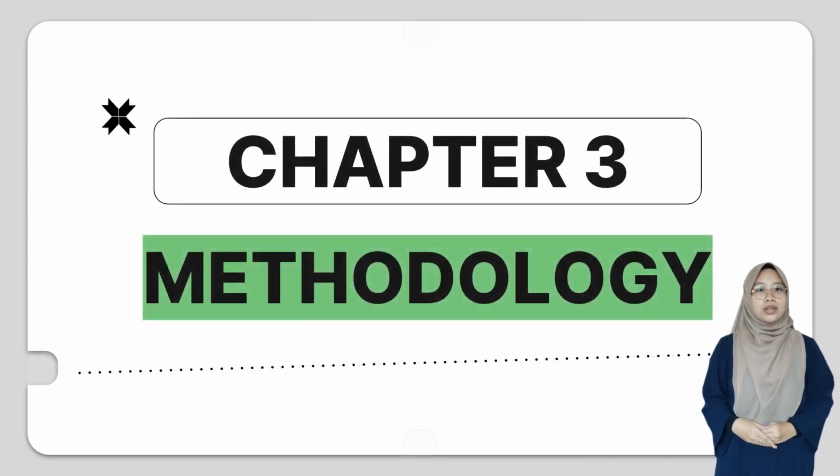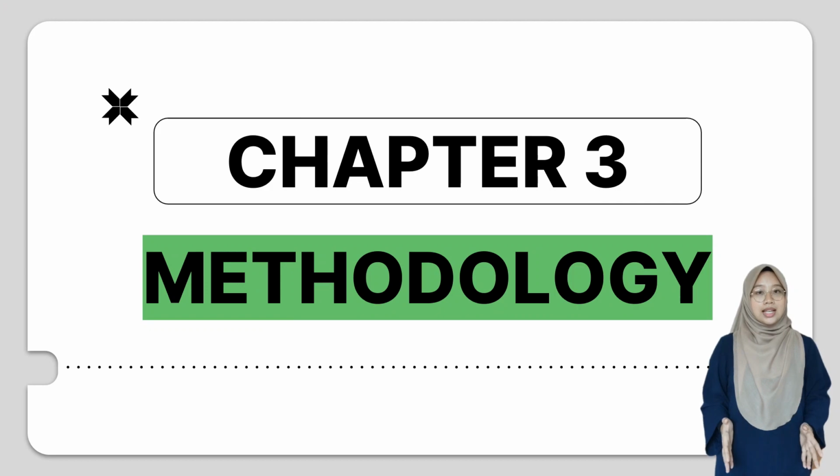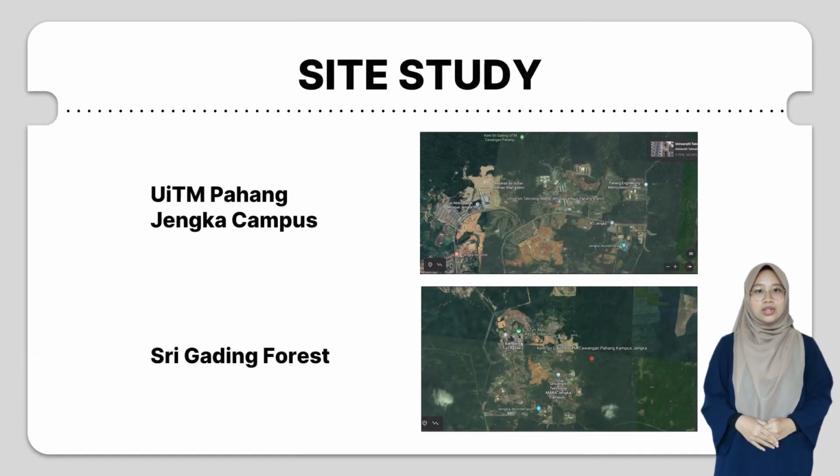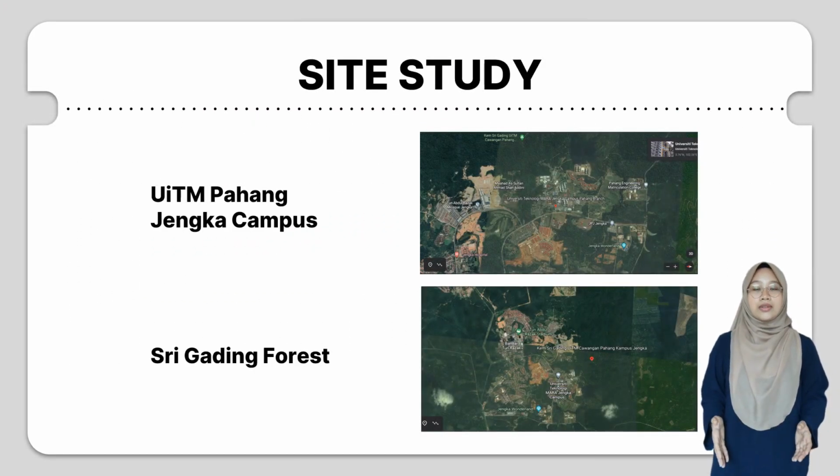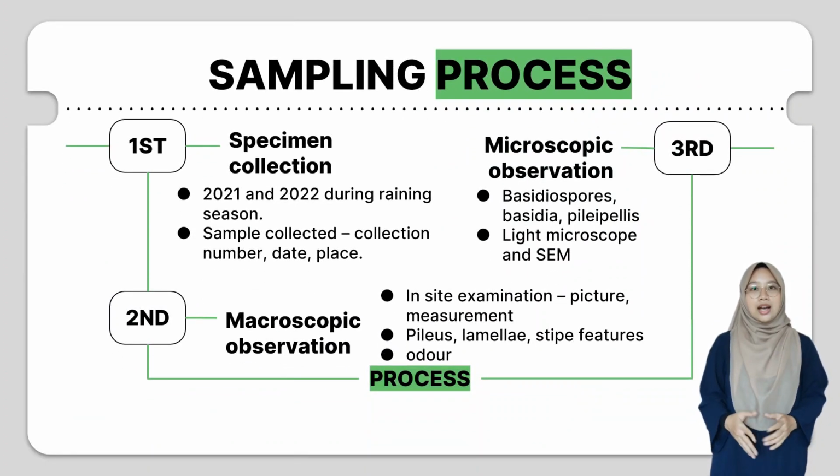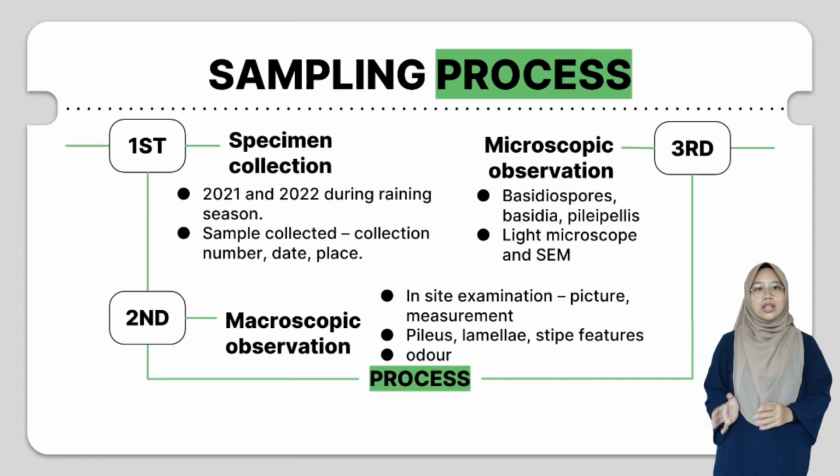Next, we jump into Chapter 3, Methodology. The study sites are University Technology Mara Jengka campus and Sri Garden Forest. The sampling process began with specimen collection during the raining season in 2021 and 2022.